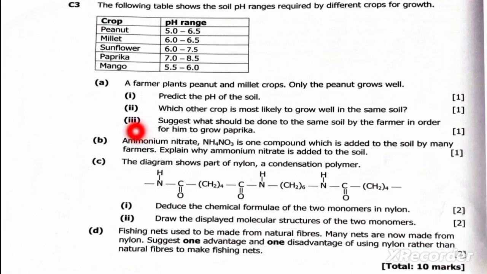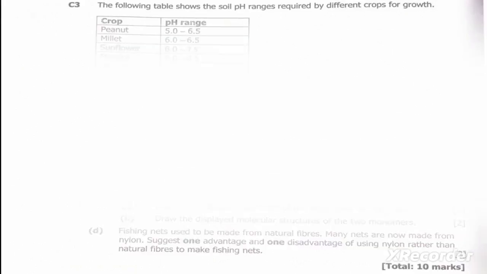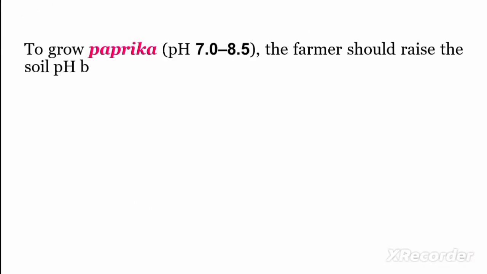Question A, Roman numeral 3 asks what should be done to the same soil by the farmer in order for him to grow paprika. Okay, so in order for this farmer to grow paprika, paprika has the pH of 7.0 to 8.5. The farmer should raise the soil pH.